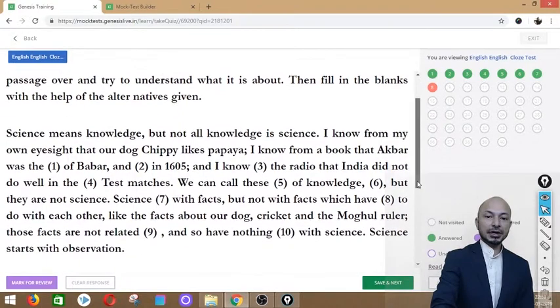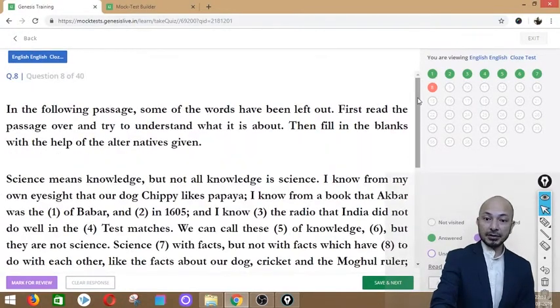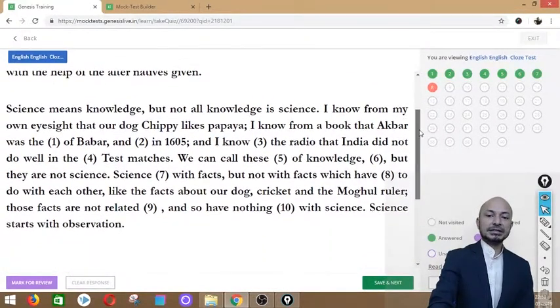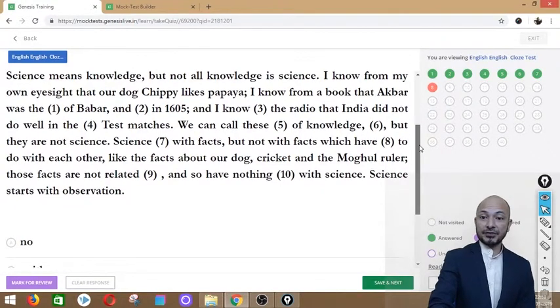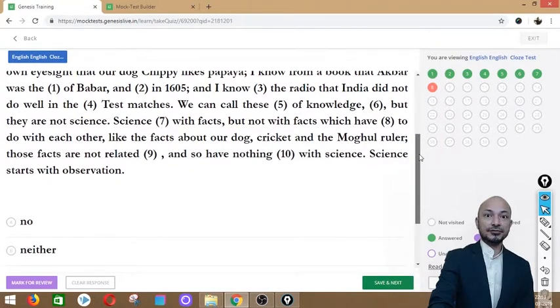We scroll down, science, yeah, we are here, right down here onto number 7 and number 8. Science dash with facts, but not with facts which have 8. 8 is the gap we need to fill.